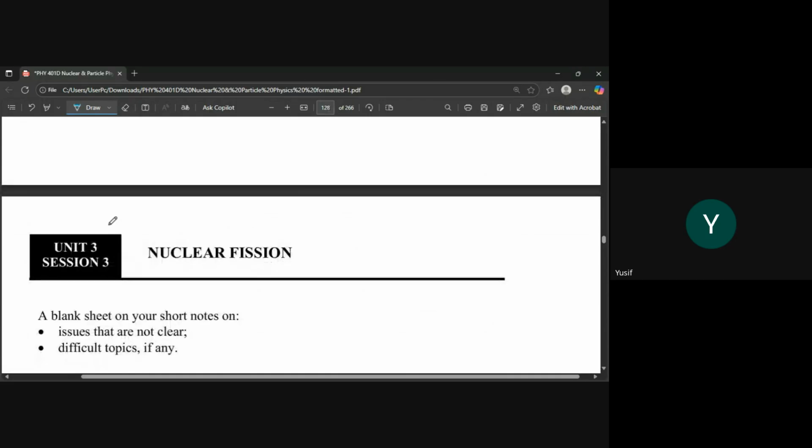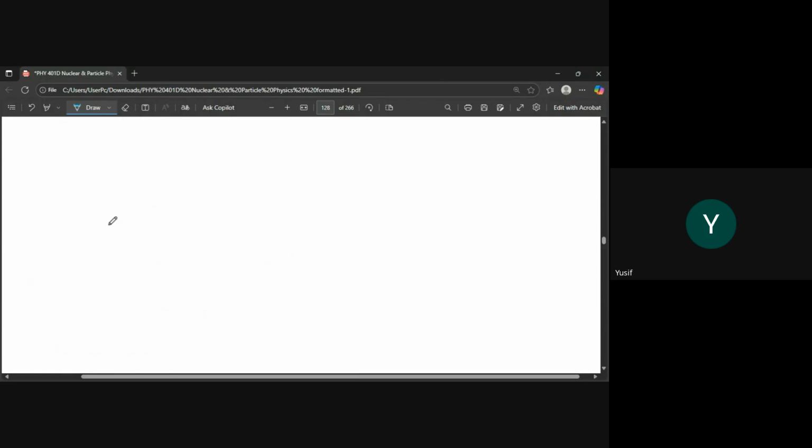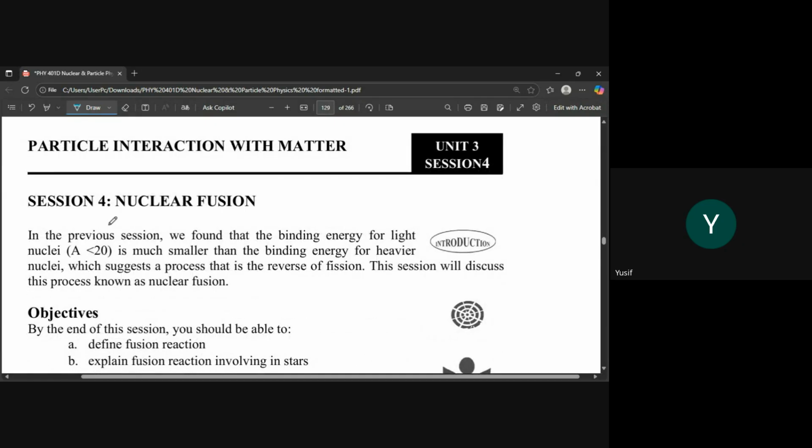Then we move on to nuclear fusion. What time, Ben? 11 o'clock. Hey. And I have to move faster because we have to finish this topic, then move on to nuclear fusion.